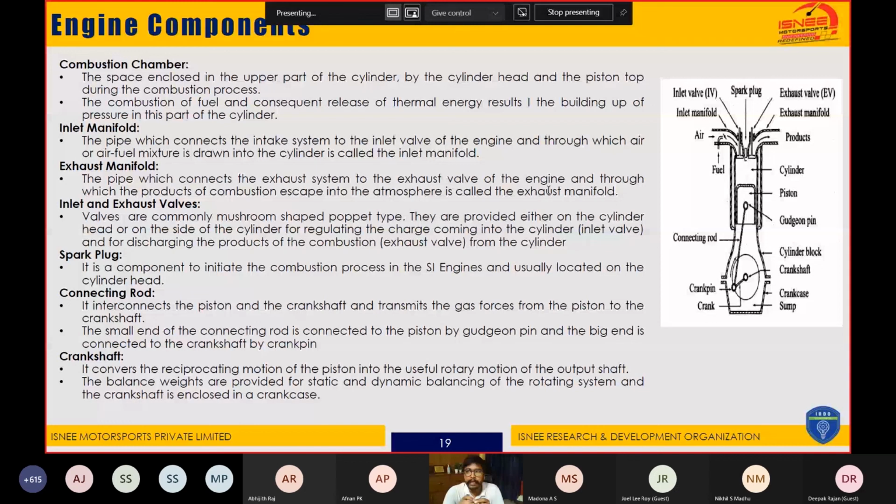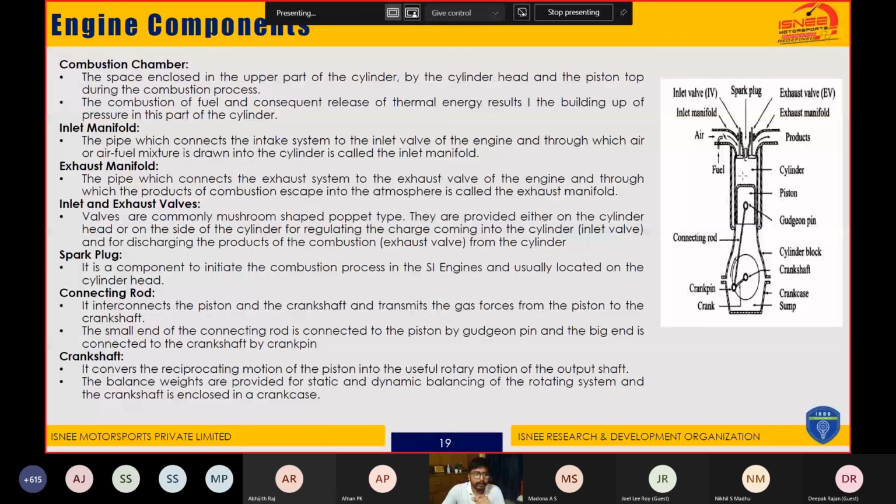This, if you can see over here, is the spark plug. And this is the cylinder block. This is the cylinder. This area is the combustion chamber. And this is the intake manifold. This is the exhaust manifold. This is the intake and exhaust valve, and this is the spark plug, and then comes the connecting rod. This is your piston. This part is the connecting rod.